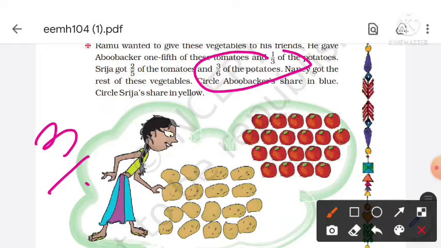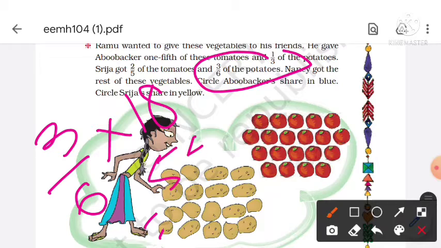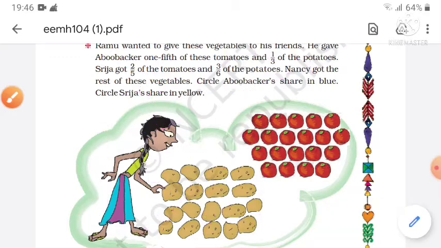So 3 by 6 of means multiplication sign, and then number of potatoes, 18. Sorry, number of potatoes is 18. So it will be 54 by 6. So it will be 9. Okay, so Srija got 8 tomatoes and 9 potatoes.